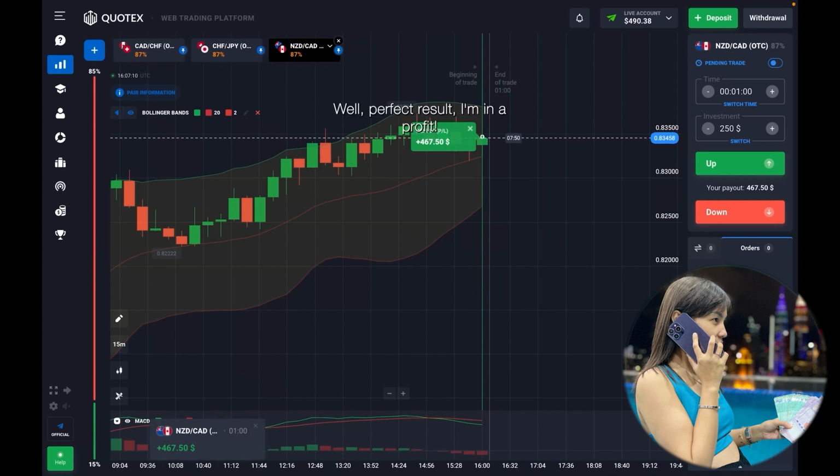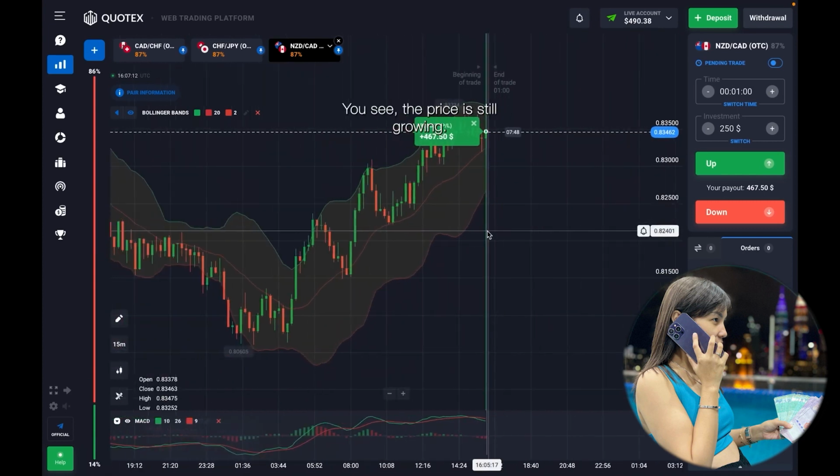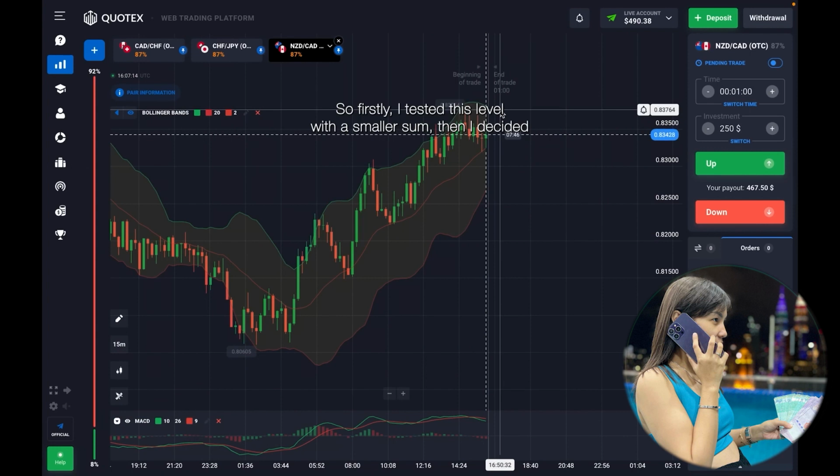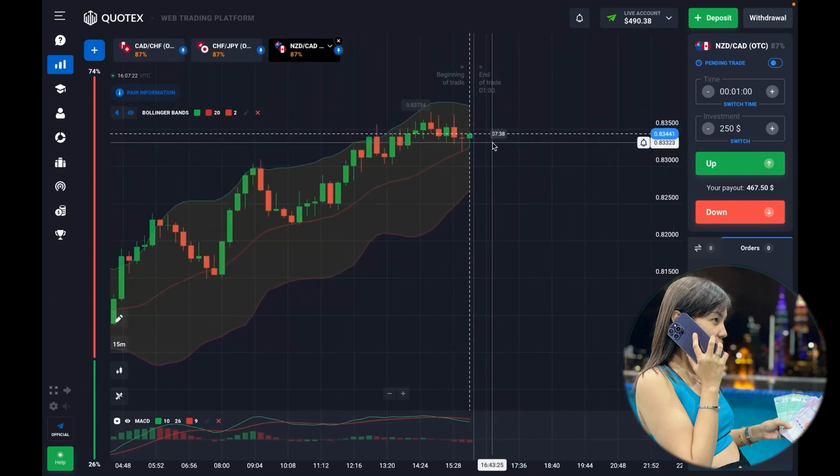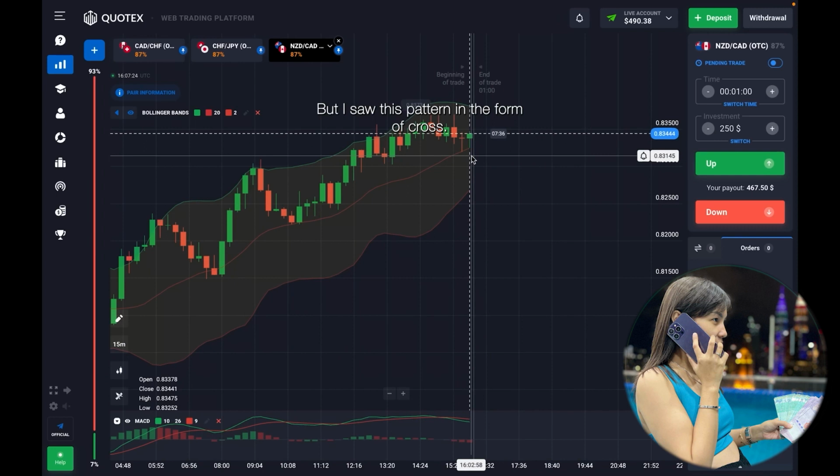So well, first result, guys, I'm in a profit, and you see the price is still growing. So first I tested this level with a smaller sum, then I decided to make my sum bigger, and still I'm gaining my profit even in this risky situation. So I saw this pattern in the form of a cross, and you see this candle had a pretty short body with long wicks, and this told me about the reversal that proved my idea.